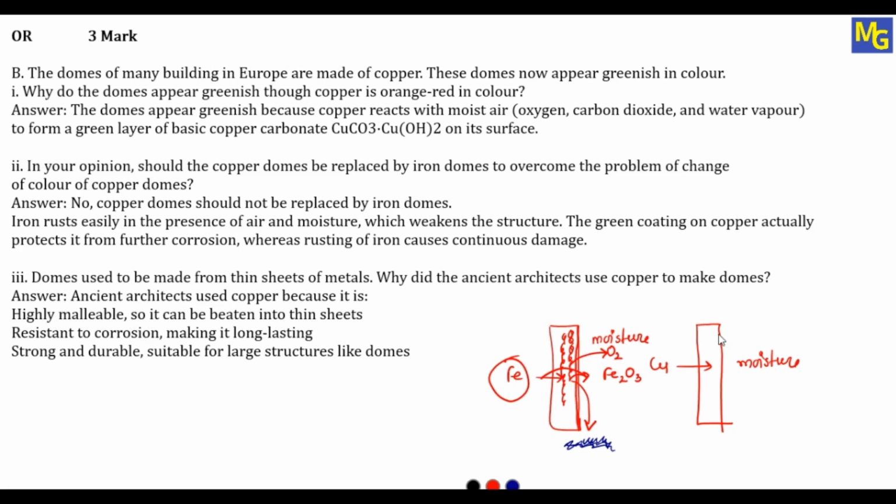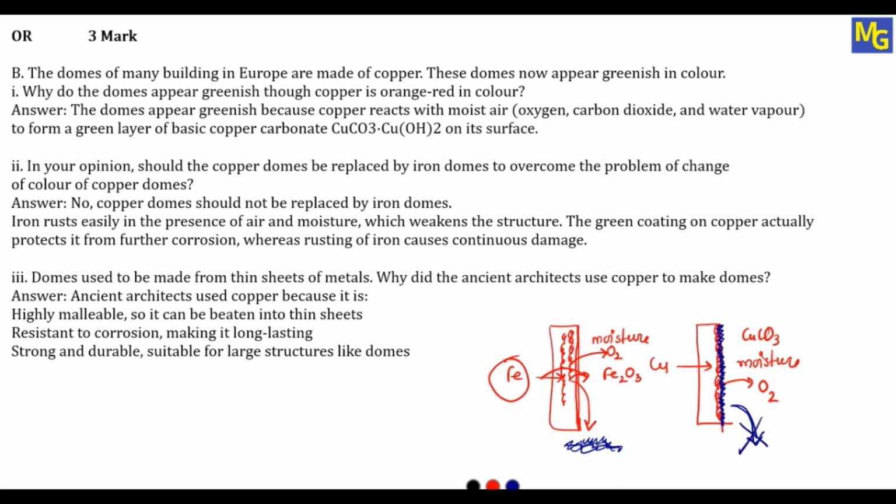But in case of copper, if this is the first layer of copper atoms in this plate, and it reacts with the moisture, that is oxygen, this will form copper carbonate, CuCO3. And whatever copper carbonate is formed, that layer will remain attached on the plate itself. It will cover this copper plate. It will not fall down. Remember, as in iron oxide, the powder is falling down, it will not fall down in case of copper.